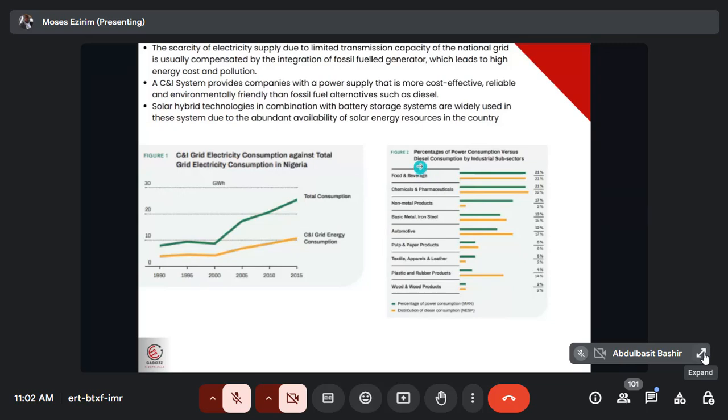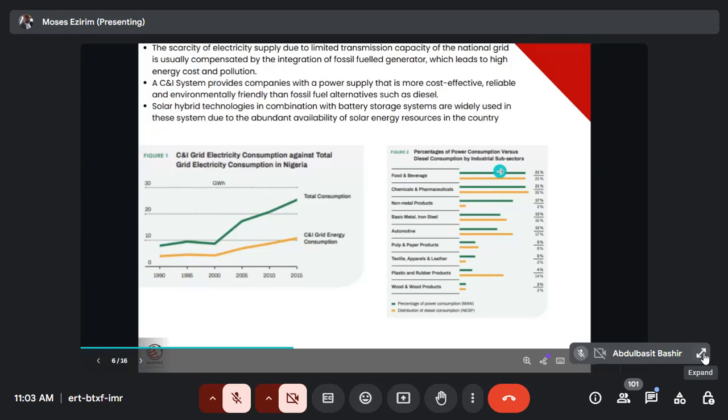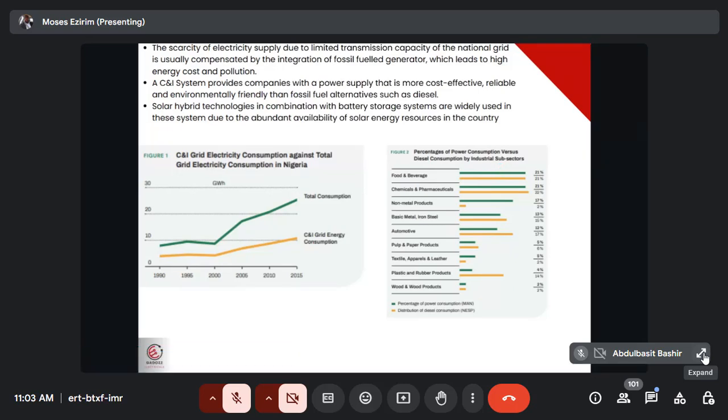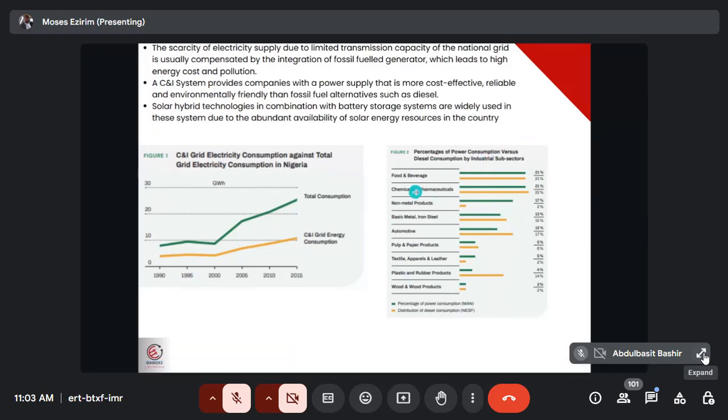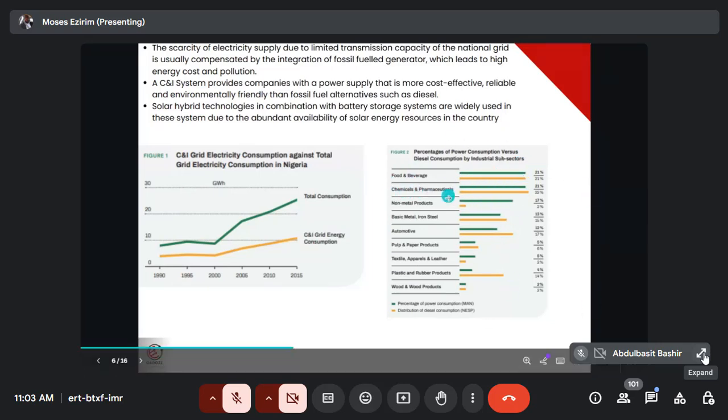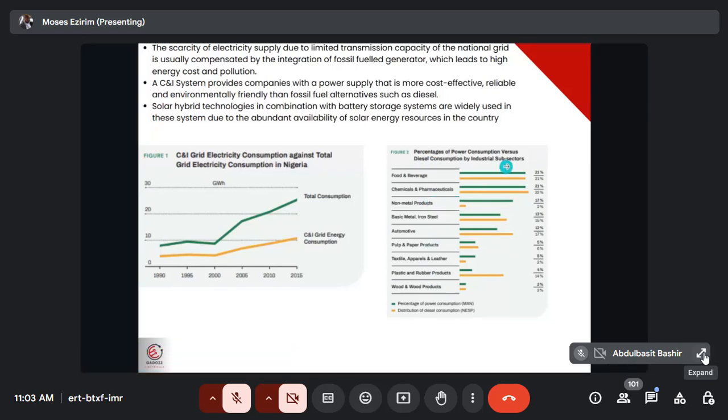Now, when you look at this, these are industries. These are manufacturing industries. We have food and beverages. The green is the percentage for power consumption, and the yellow is the percentage for diesel consumption. So you realize that for food and beverages, the consumption rate for grid and diesel is the same. For chemical, you can see it here. So that is to say that all these industries are potential markets for your C&I solar PV. When you approach them, you're going to reduce the cost of electricity, and that is what they want.